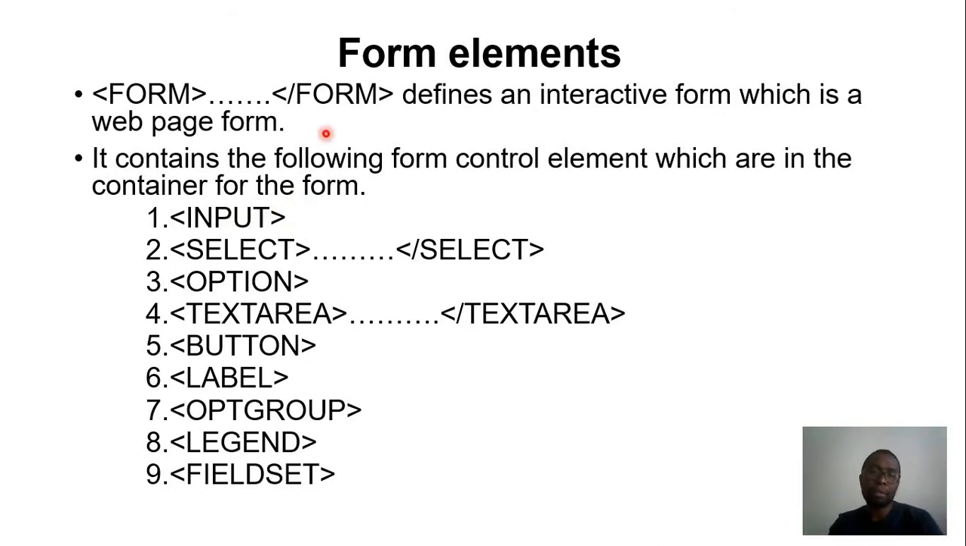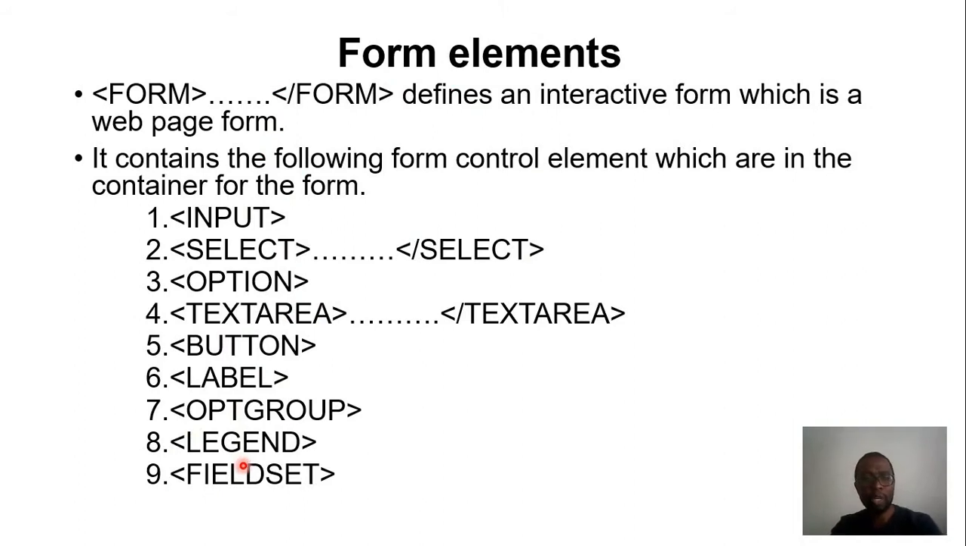Now, before you even start using these elements, you must make sure that all your information is right inside the form tag. This one defines an interactive form, which is a web page form. And then these are the control elements which are contained in this form. We can have input, select, option, text area, button, label, legend, field set.